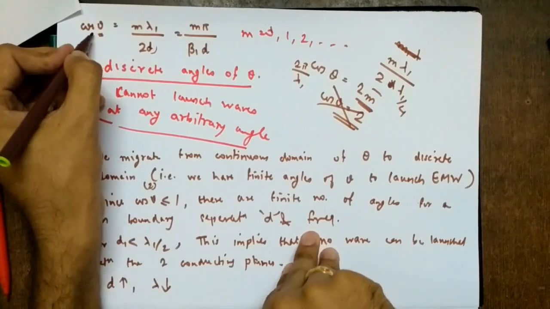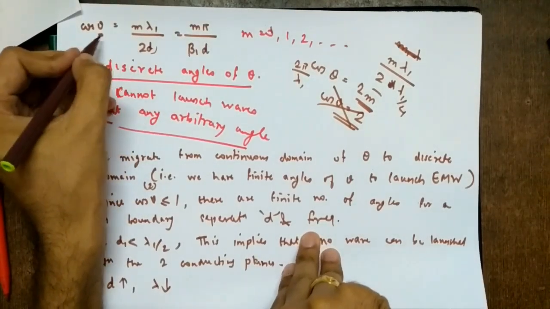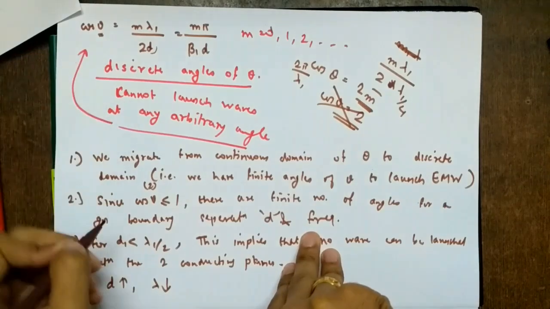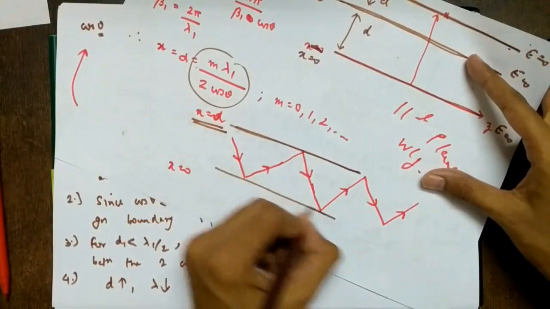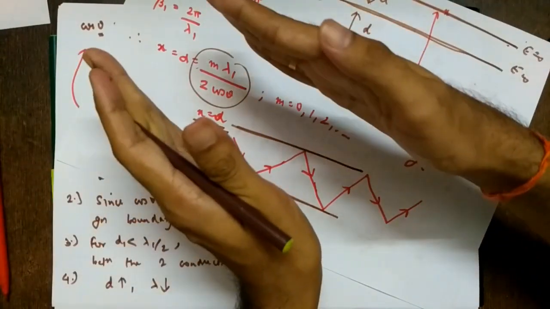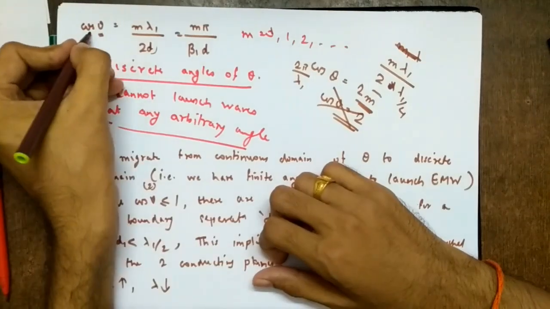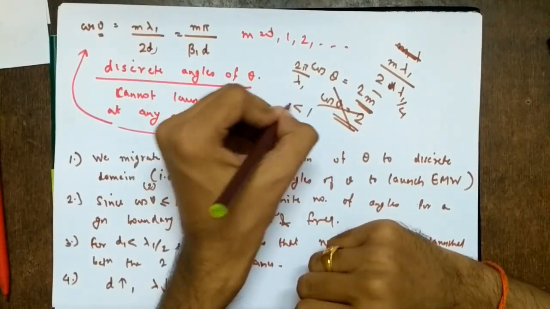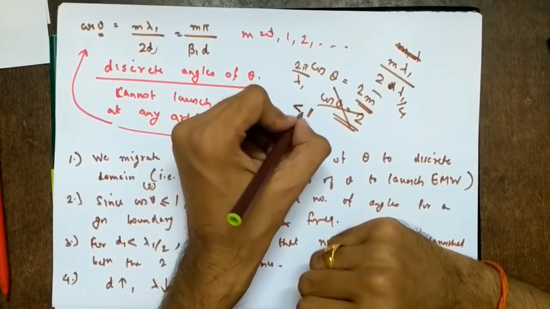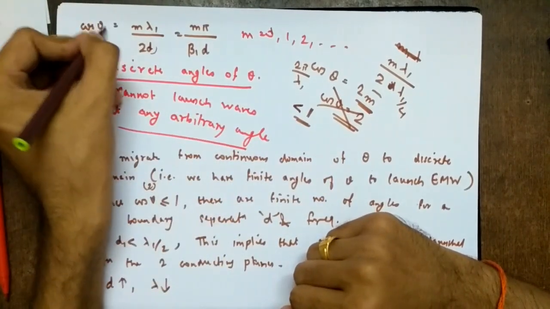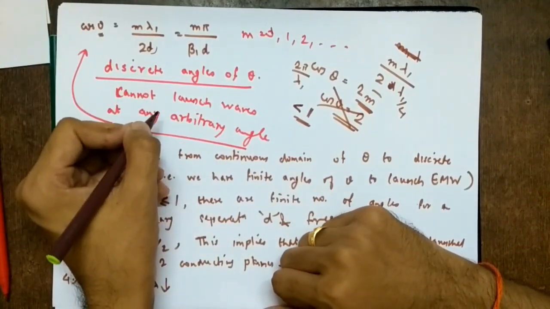Cos theta is decreasing, right? If D is increasing, cos theta is decreasing. D is increasing means what? The separation between the boundaries. These are the two conducting boundaries. We have bounded the structure. If this distance is increasing, what will happen? Cos theta will decrease, right? Means you will come more less than 1. Means what will happen? The number of angles which you will have will go on increasing. This is what it means.